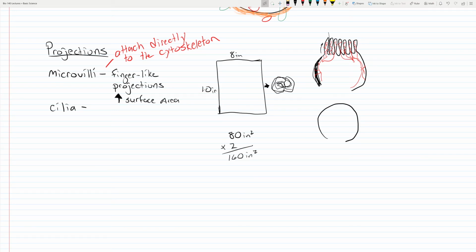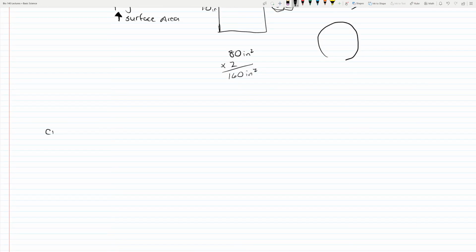Okay, now the cilia are hair-like extensions. Actually, I'm going to bring this down a little bit. Cilia are hair-like extensions that move substances across the cell membrane. Okay, and that's what cilia do.